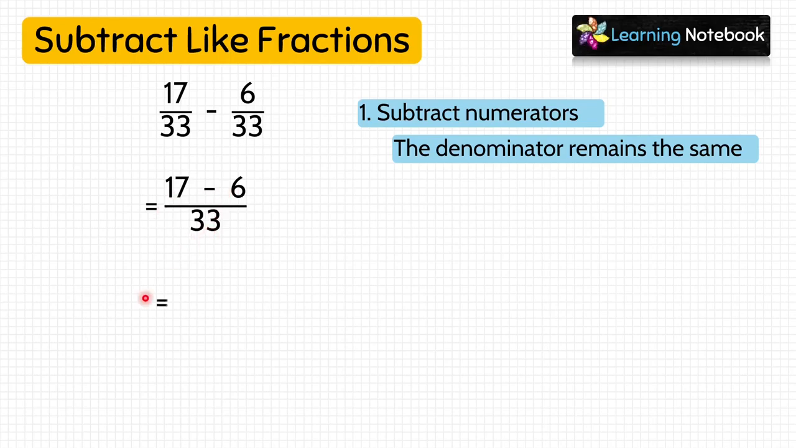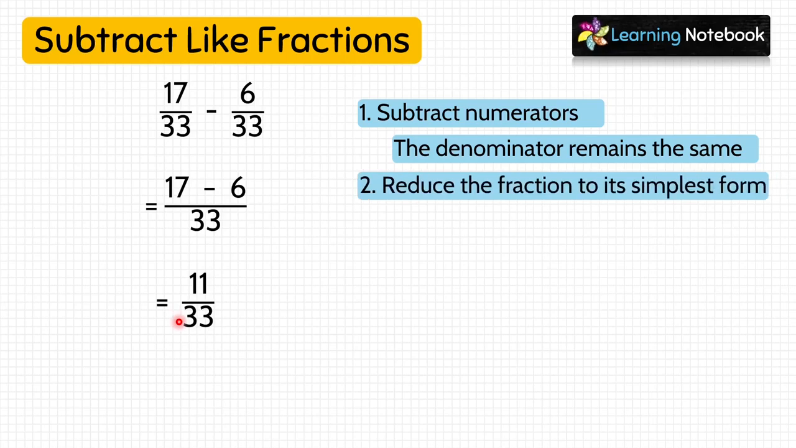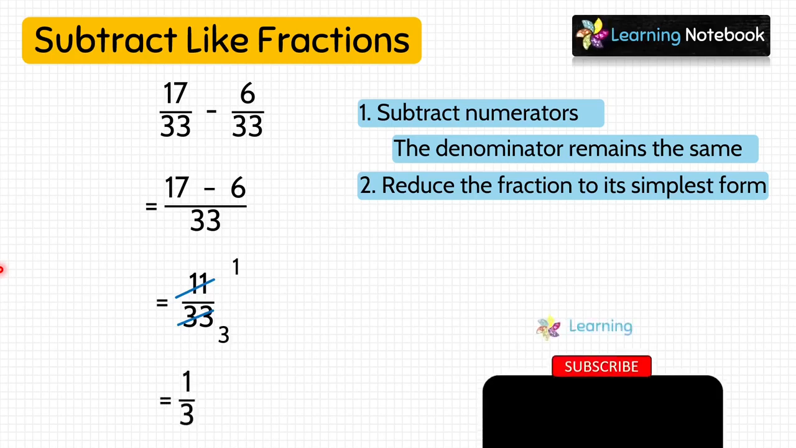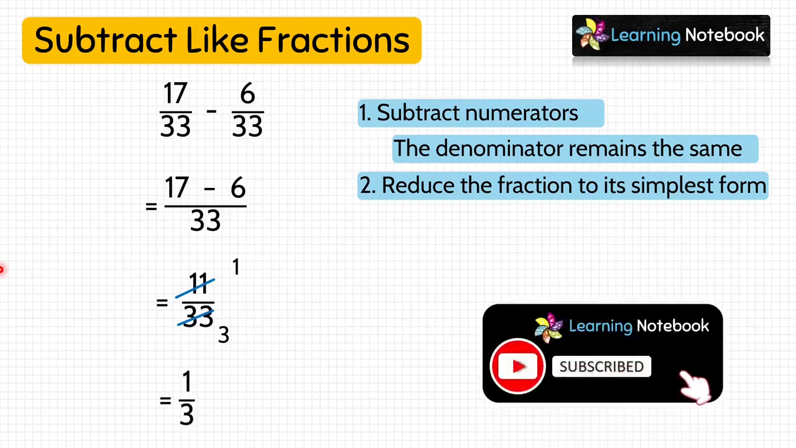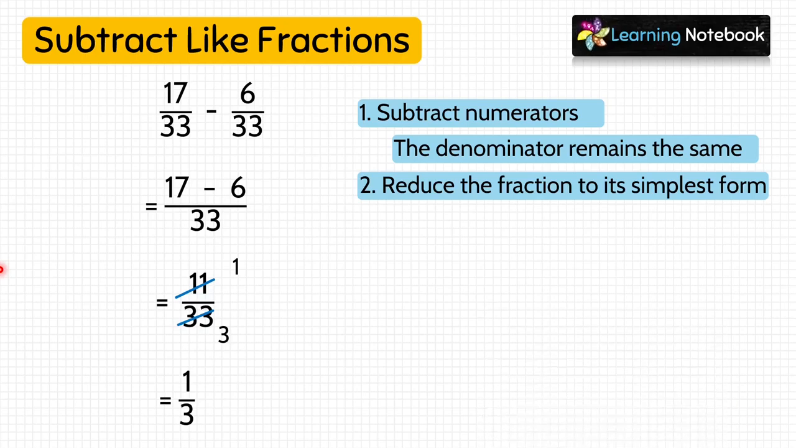So 17 minus 6 equals 11. So we get the fraction as 11 by 33. Now check if this fraction is in its simplest form. No, this fraction is not in its simplest form. So let's reduce this fraction by dividing with the common factor 11. So we get the answer as 1 by 3. So this is how we add and subtract like fractions.